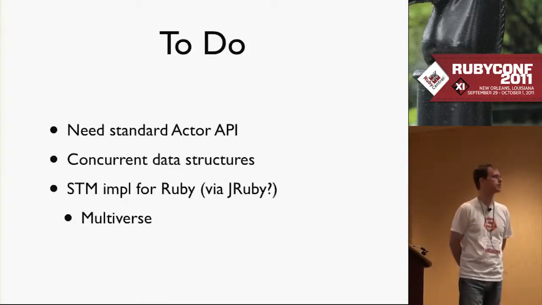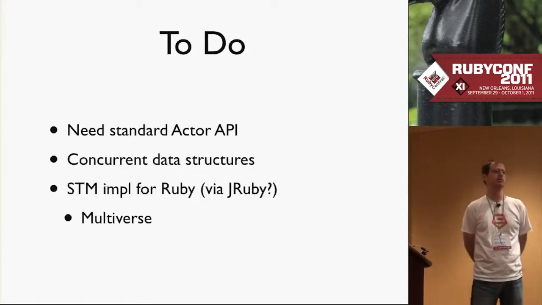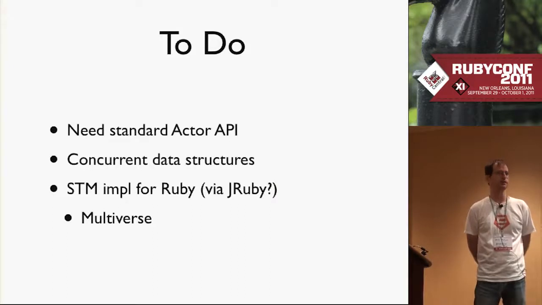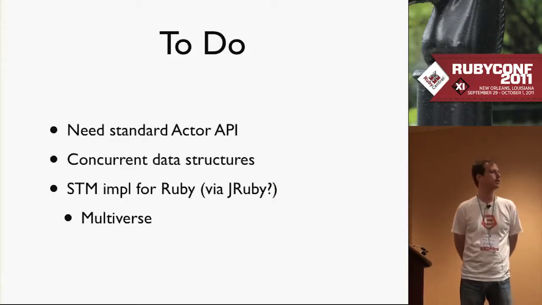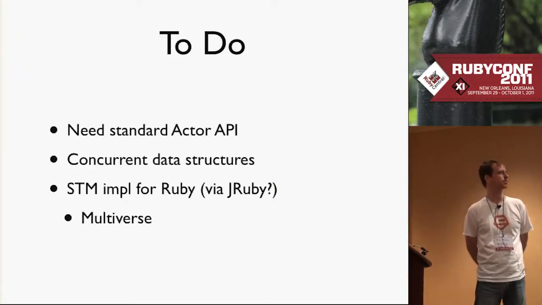So, to that end, what do we need to do? I wish Ruby had a standard Actor API. Actor.rb is not a good API. We need something different. Celluloid is an awesome API. But I'd love to see all the implementations come up with a standard API that they all agree on.